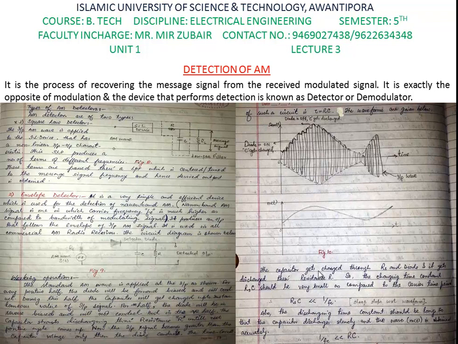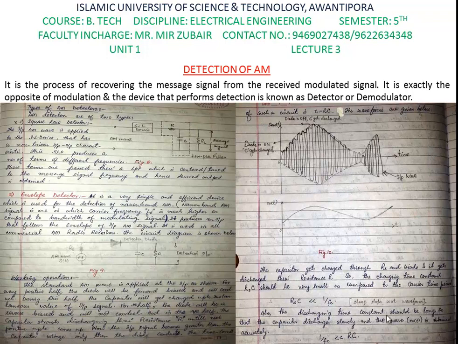The capacitor is charged through resistor Rs and the diode, while the same capacitor gets discharged through resistance R. So the charging time constant RsC should be very small as compared to the carrier time period. From this you can conclude that Rs multiplied by C should be much less than 1 divided by fc.